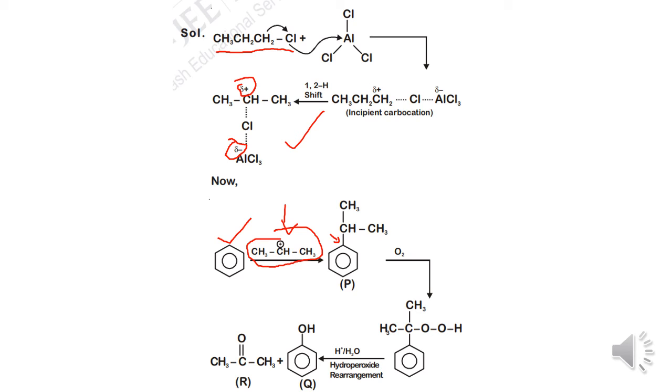Now after oxidation, it will become this group COOH. We have found the value of P. Now after hydrolysis, hydroperoxide rearrangement, the compound will become OH, hydroxylic group. So Q is this one and R is this one.